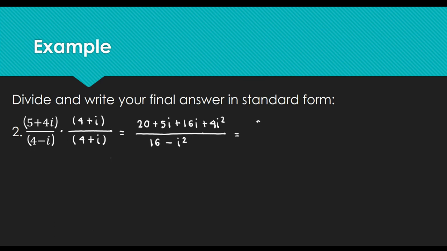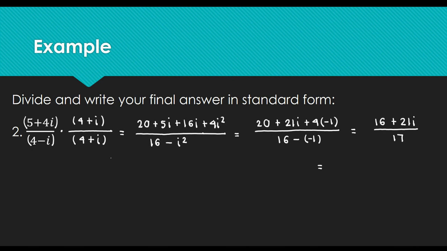In my numerator, I've got 20. I've got some like terms. So 5i and 16i would be 21i. Notice that the 4 now is going to be multiplied by a negative 1 because I no longer want that to say i squared. In my denominator, we'll have 16 minus, and then once again, I get to replace that i squared with negative 1. My numerator has some like terms that I can combine because 4 times negative 1 is negative 4, and 20 minus 4 would be 16. So we'll have 16 plus 21i on the top, and then 16 minus negative 1 would give us 17.